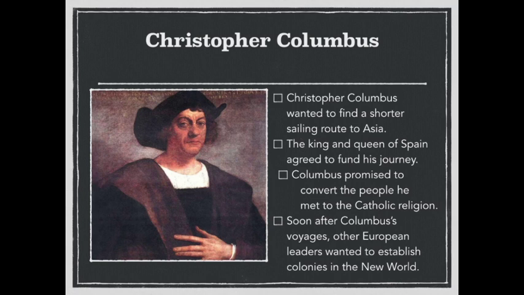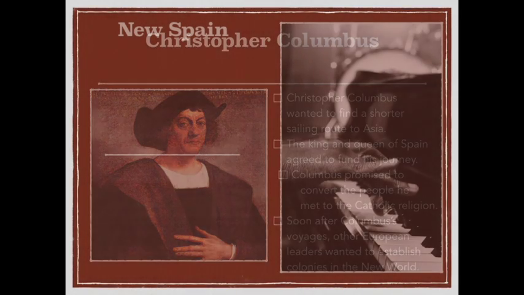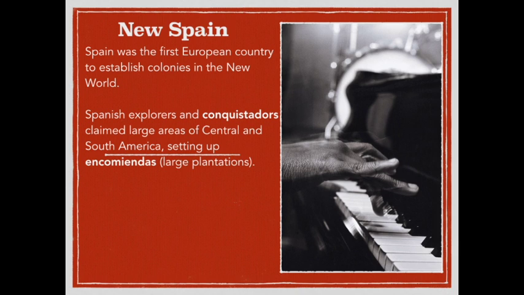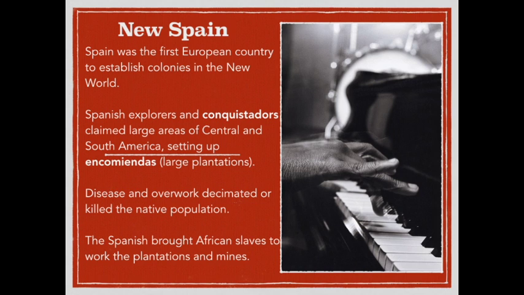And soon after Columbus's voyages, other European leaders wanted to establish colonies in the New World. So still dealing with Spain. Spain was the first European country to establish colonies in the New World. The Spanish explorers and conquistadors, or conquerors, claimed large areas of Central and South America, setting up encomiendas, or large plantations. Disease and overwork decimated, or killed, the native population once they got into these encomiendas. And the Spanish brought African slaves. They were the first people to bring African slaves to the New World to work the plantations and mines.